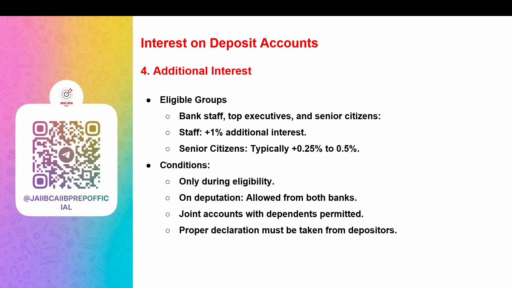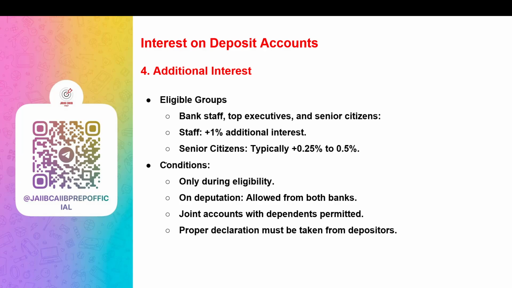Additional interest on domestic deposits. Banks are allowed to give extra interest on deposits to certain people. Who is eligible for these additional interest rates? Number one, bank employees and top management. If a bank employee or senior official like the chairman or executive directors opens a deposit in the same bank, they can get 1% extra interest on their savings bank or term deposit. This benefit also applies if the deposit is held jointly with a dependent like a child or a spouse.